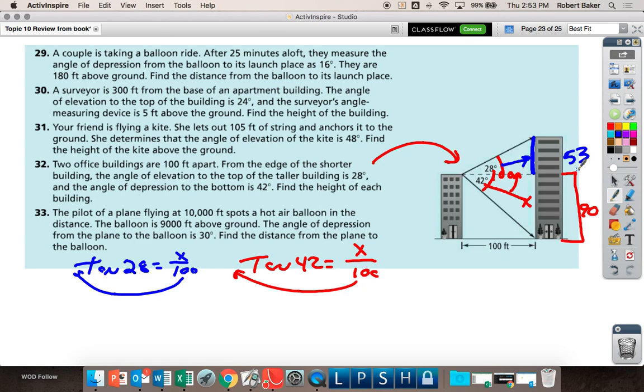Small building is 90. Now don't worry, for your test, it's going to ask you what is the angle of elevation? So we don't have to do anything like that. What's the angle of elevation? 28 degrees. What's the angle of depression? 42 degrees.